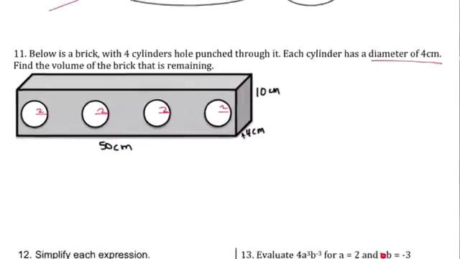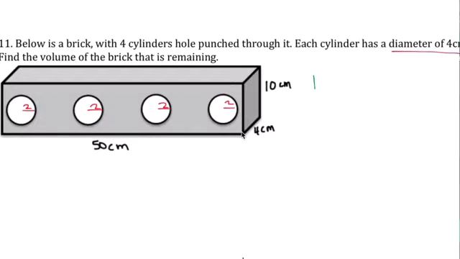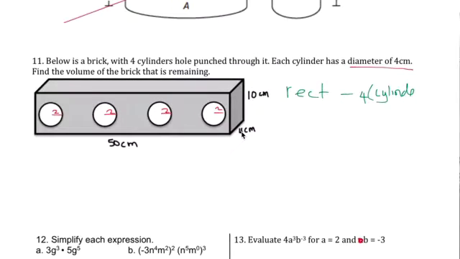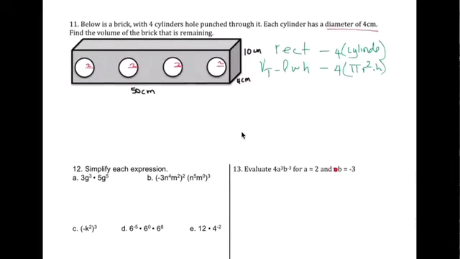Okay, number 11 here, you have the rectangular prism minus 4 of the cylinder. That's the total volume remaining. Okay, and go ahead. The rectangular prism volume is length times width times height, minus 4 times the cylinder. The cylinder is pi r squared times height, right? That's an easy one.